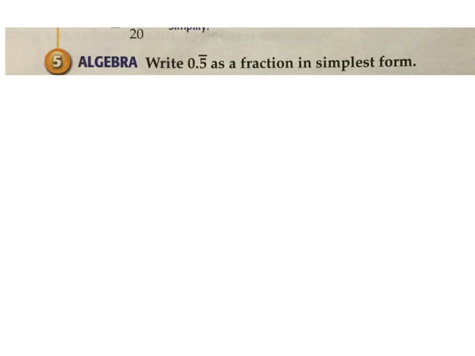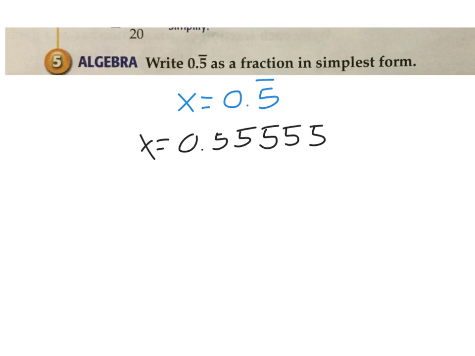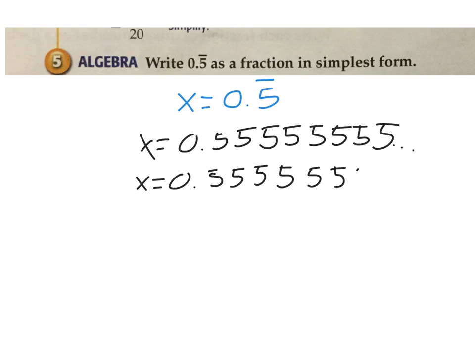So if I want to write 0.5 repeating as a fraction, we have to treat that 0.5 repeating as a variable. So we let x be equal to 0.5 repeating. Now what I'm saying is x is equal to 0.555555555 forever. Right? That's what we have. So I've got to copy that down again right here, because we're fixing to use that and do a little manipulating.